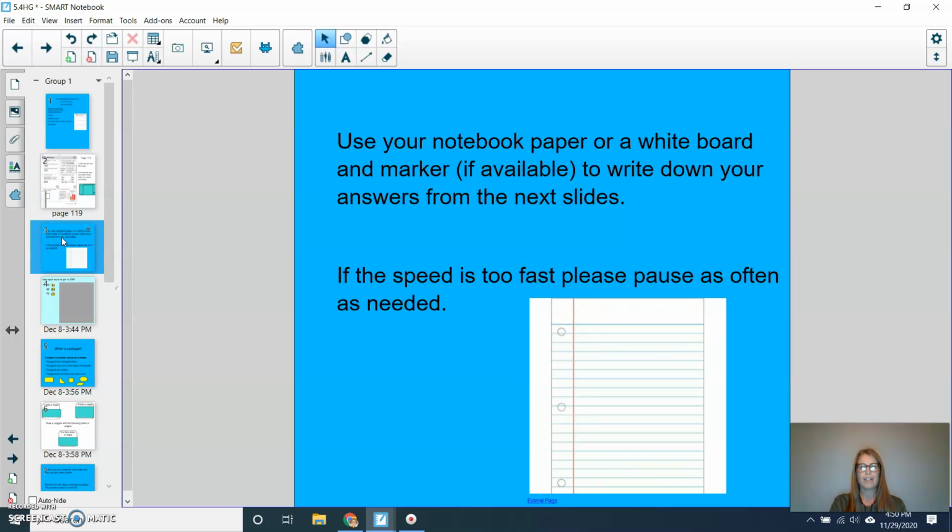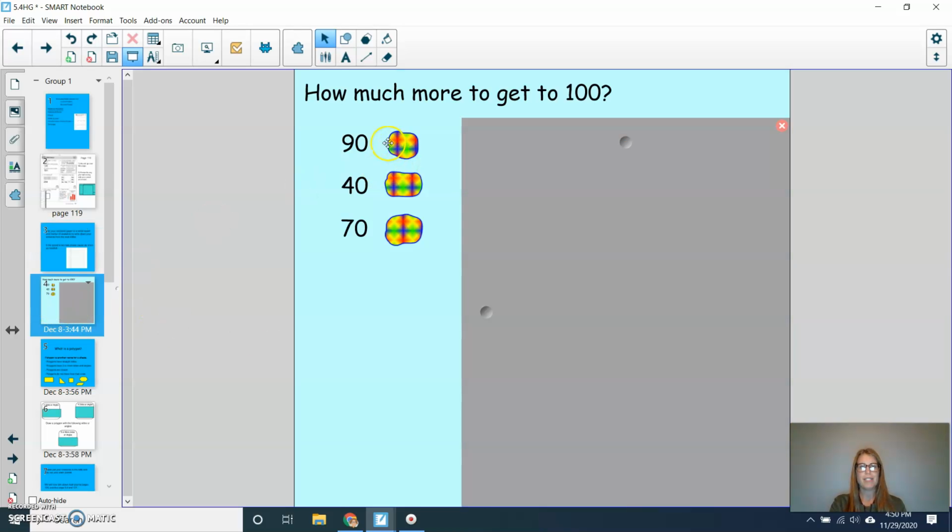The next part of our lesson will use either notebook paper or a whiteboard and marker if available. If the speed is ever too fast, please pause as often as needed. So boys and girls, I'm going to say a number like the number 90, and I want you to write down how many more to go from 90 to 100. And so you would say 10. Now let's do the same thing. If I say 40, can you write down how many more to get to 100? And you should have said 60.